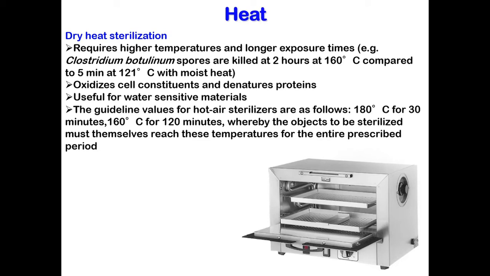With dry heat, microbial death is due to the oxidation of cell constituents and protein denaturation. Dry heat is useful for sterilising water-sensitive materials, for example glassware and metal instruments, as it does not corrode them like moist heat does, but it cannot be used for heat-sensitive items like plastic and rubber.